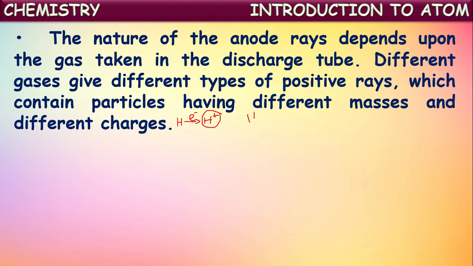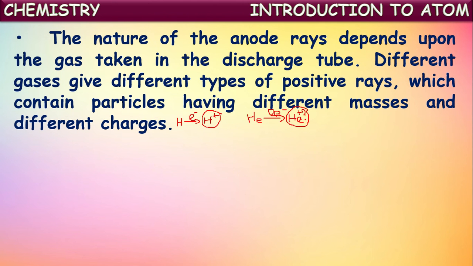But if we take helium gas in place of hydrogen in the discharge tube, then the positive rays produced will be He2 plus ions, by the removal of 2 electrons from it. These are the positive rays in the case of helium. The properties of these He2 plus ions are entirely different from H plus ions. H plus has 1 unit mass, He2 plus has 4 units mass. H plus has 1 unit positive charge, He2 plus has 2 units positive charge.